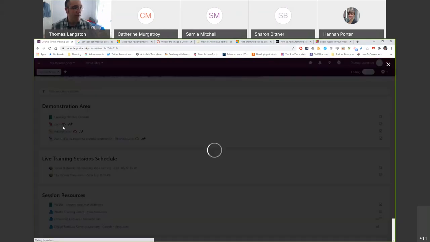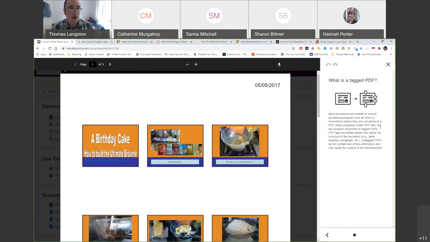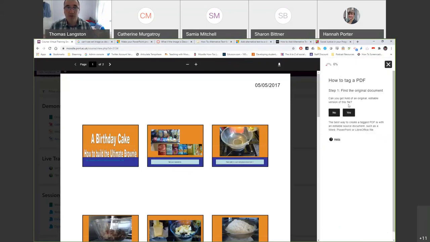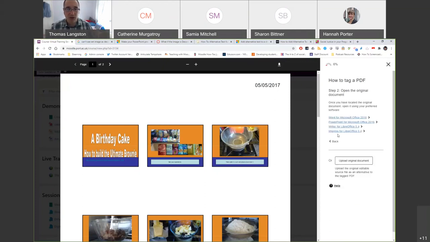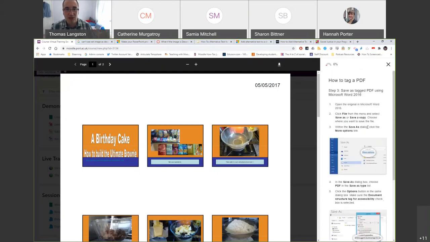What this means is the document is, for whatever reason, inaccessible. If I click on that for the PDF for cake, it will tell me what this means. So this PDF is untagged. Luckily, there's a big button underneath that tells me what this means. And it tells me here how tags work and what I need to do to make sure that there are headings, there are tables, everything is clearly laid out and tagged accordingly. And how do I tag a PDF? It says, do you have the original and editable version of the file? I'll say, yes, I do. And it tells me what bit of software I might be using. So I'm using Microsoft Office. And it will go through and tell me how to do that in Microsoft Office and what it means to do that.